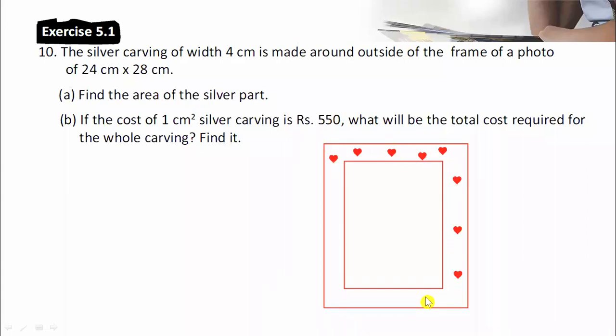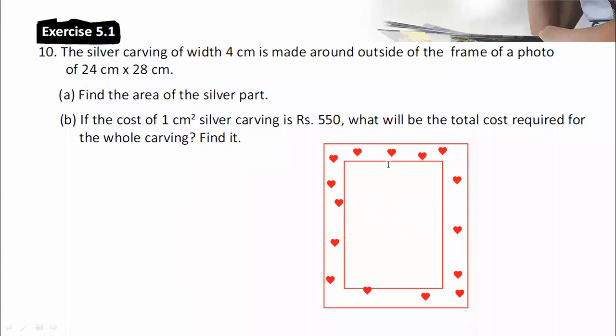Okay, made up of silver. And for this design, there is the space of 4 centimeter width, your outer width of 4 centimeter. And length and breadth of photos are 24 centimeter and 28 centimeter.